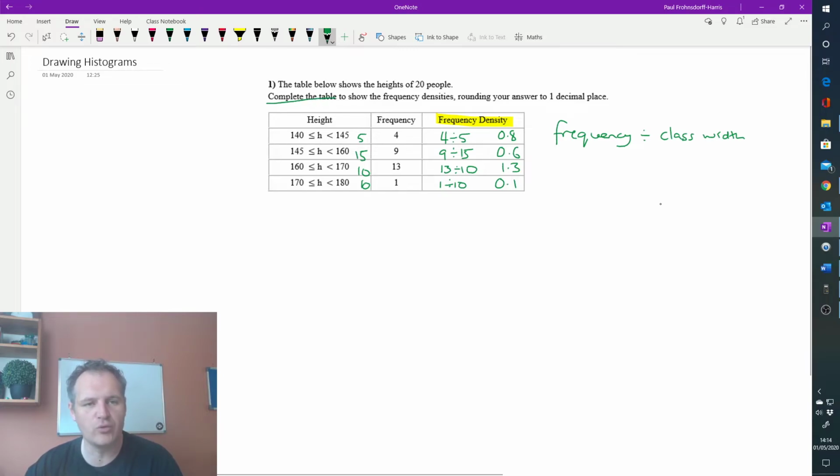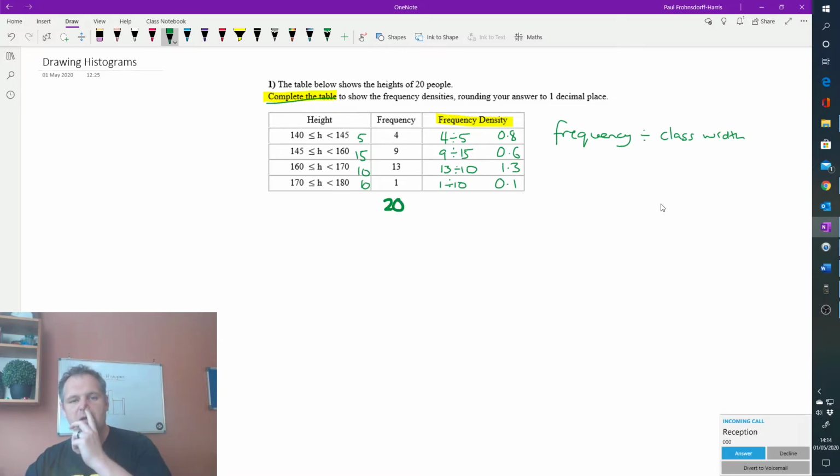So notice I will do this a lot with higher tier questions. Once I've finished, I go back through the question. It shows 20 people. Okay, I'm going to add that information. Anytime I've got information, I add it. It shows 20 people.